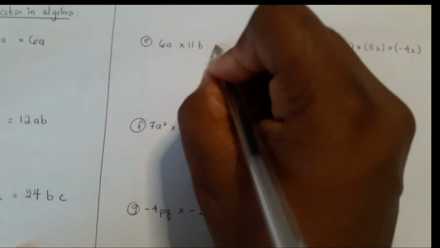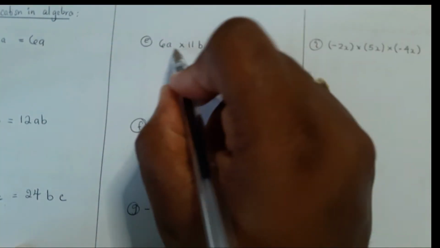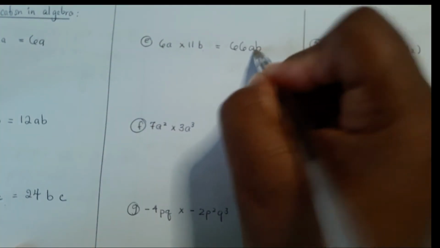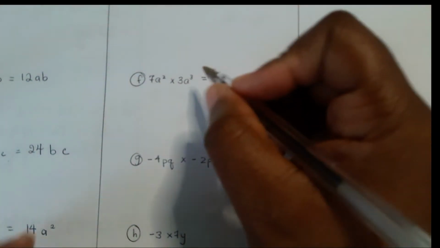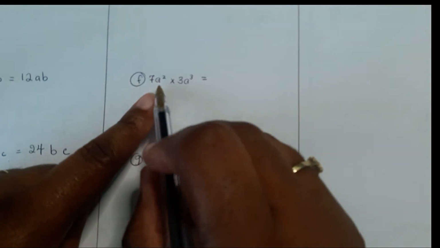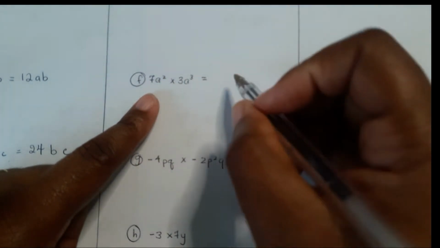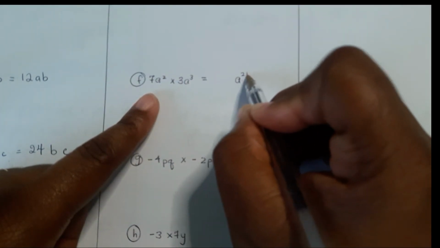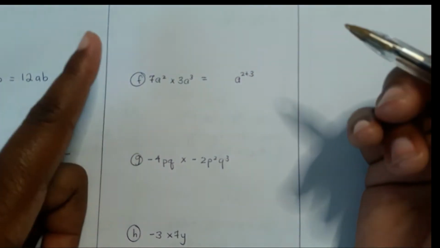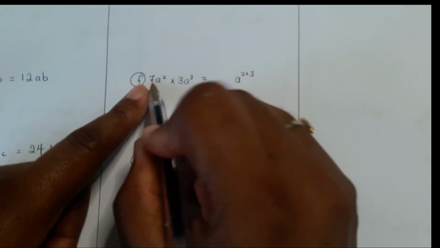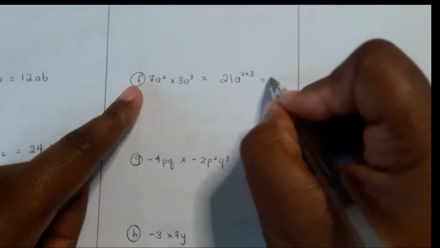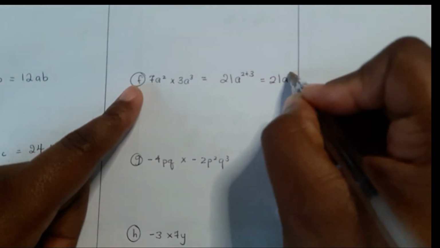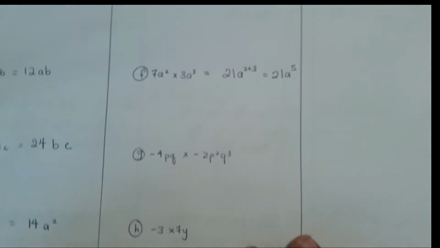Look at this one. 6 times 11 will give us 66, and we just put the a and the b together. So this is a little bit easier than the addition. Again, you just add in. So here we have a squared times a to the cube, which is like saying a to the 2 plus 3. You just add them. And then you say 7 times 3 is 21. And the answer would be 21a to the 5th power.